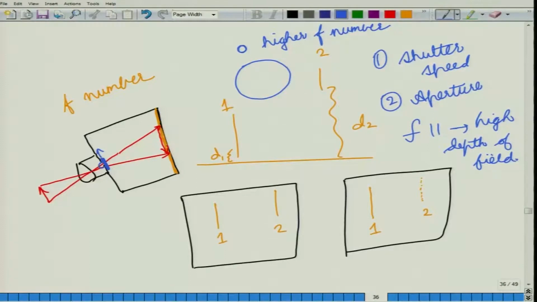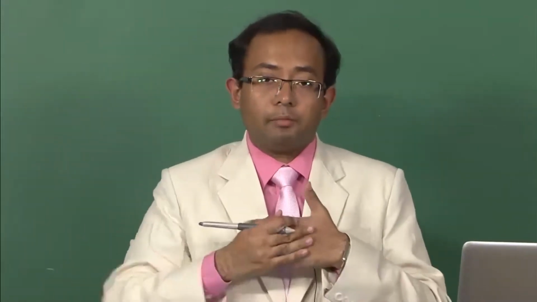What that means is that objects that are close to our camera and objects that are far away from the camera, both will be in focus. So, the depth of field or the depth of focus is very large.